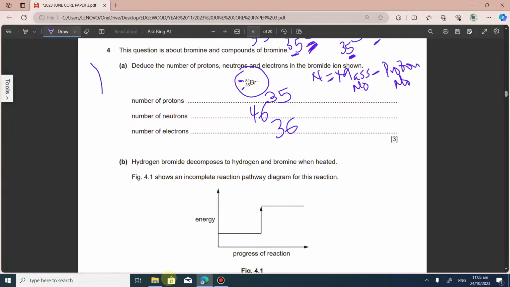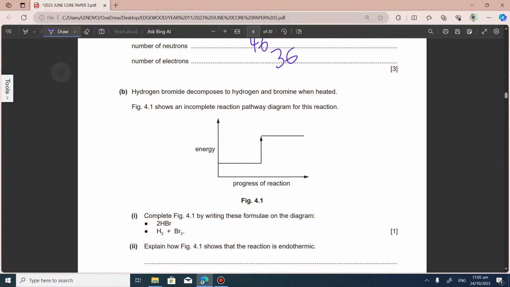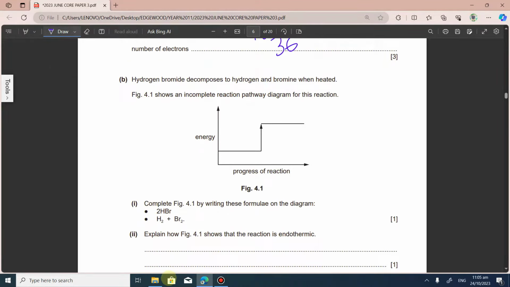So moving forward, it says hydrogen bromide decomposes to hydrogen and bromine when heated. Figure 4.1 shows an incomplete reaction pathway diagram for this reaction. So this is the figure that shows the energy profile diagram of the reaction. Remember, it's a decomposition reaction. Hydrogen bromide decomposes to hydrogen and bromine. So that means the reactant is hydrogen bromide, then decomposition occurs, and then hydrogen and bromine are the products. It says complete Figure 4.1 by writing these formulae on the diagram: 2HBr and H2 plus Br2.